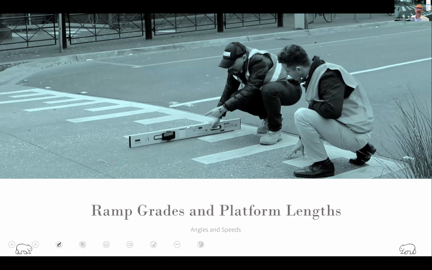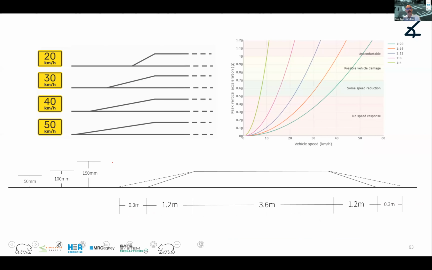Let's talk about ramp grades, platform lengths, and the like. The simplistic theory on ramp grades: the sharper the ramp grade, the more people are going to slow down. The first important thing to understand is that the ramp itself is not a physical dampener that slows people down. They don't hit it and slow down. They approach it, they see it, and they slow down accordingly. Essentially, the flatter and shallower the ramp grade, the higher the speed we would expect vehicles to go through there.